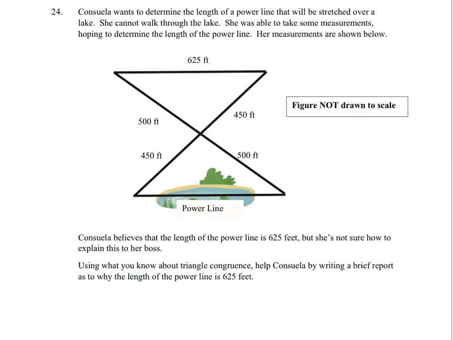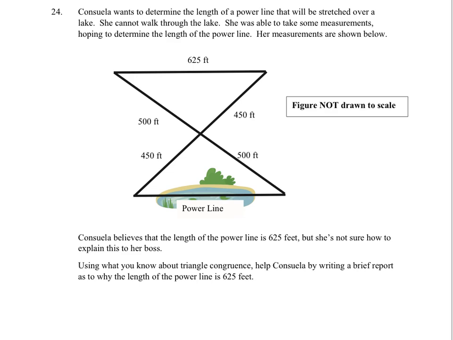Question 24 says Consuela wants to determine the length of a power line that will be stretched over a lake. So she's looking at this power line. She cannot walk through the lake. She was able to take some measurements hoping to determine the length of the power line. Her measurements are shown below. Consuela believes that the length of the power line is 625 feet, but she's not sure how to explain this to her boss. Using what you know about triangle congruence, help Consuela by writing a brief report as to why the length of the power line is 625 feet.